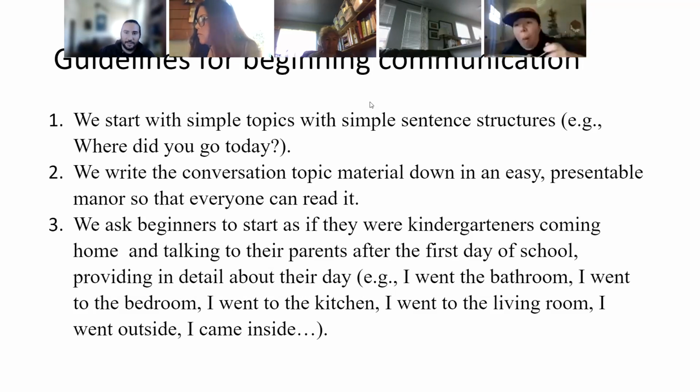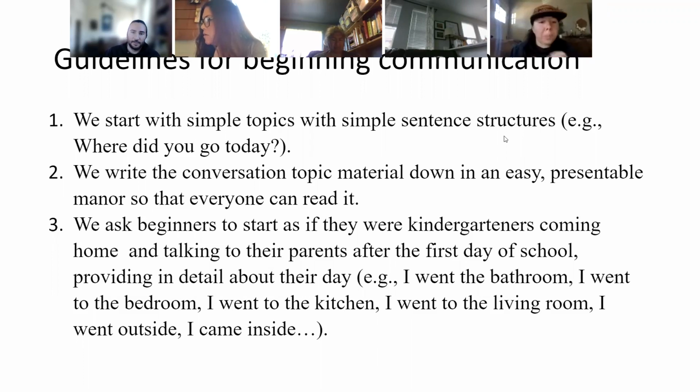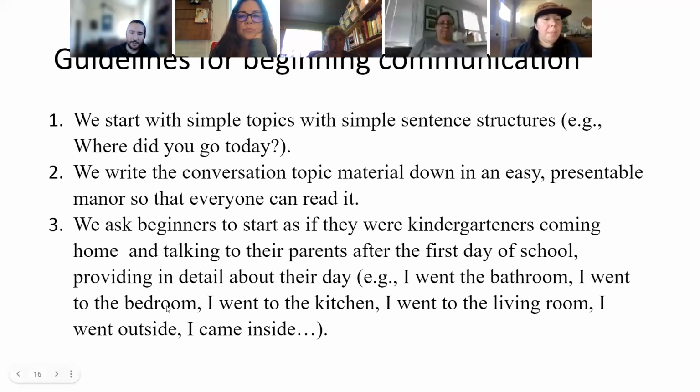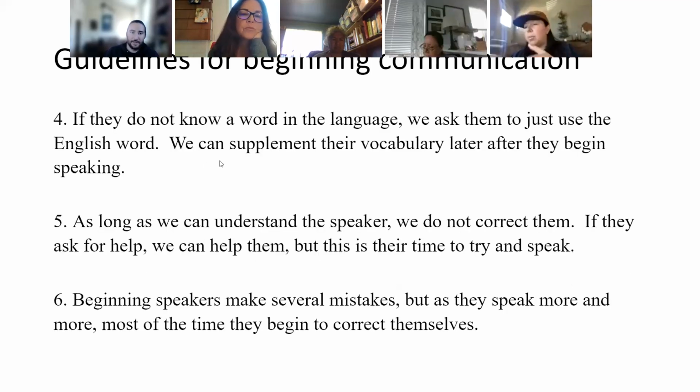So guidelines for beginning communication. We start with simple topics with simple sentence structures. Example, where did you go today? We write the conversation topic material down in an easy, presentable manner so that everyone can read it. We ask beginners to start as if they were kindergartners coming home and talking to their parents after the first day of school, providing detail about their day. I went to the bathroom, I went to the bedroom, I went to the kitchen, etc. If they do not know a word in the language, we ask them to just use the English word. We can supplement their vocabulary later after they begin speaking.